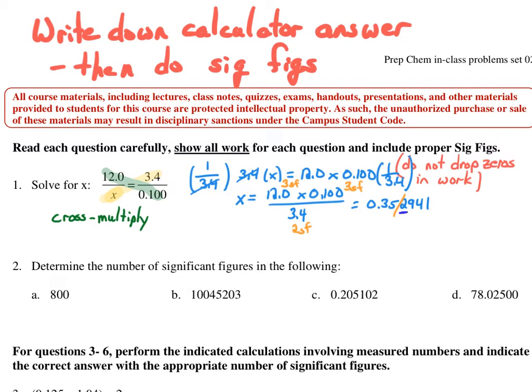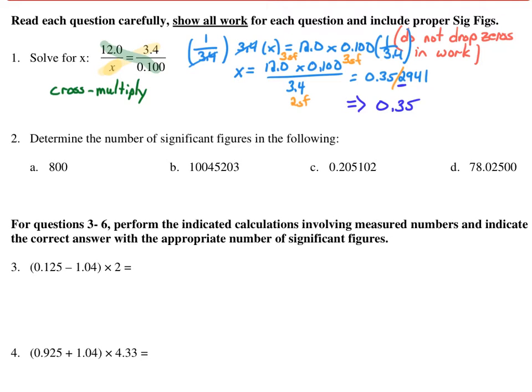The first number we drop is below 5, so we round down, which means we drop all of those numbers. And our correctly reported final answer is 0.35.